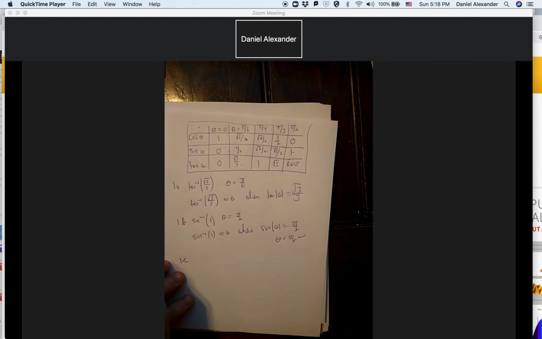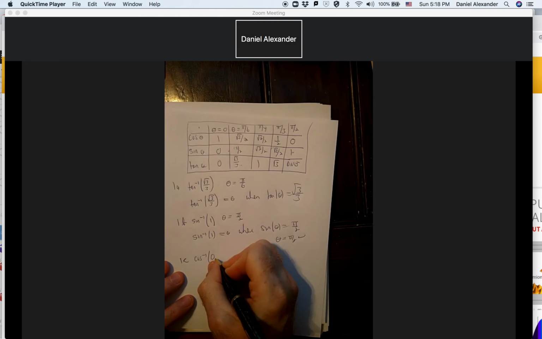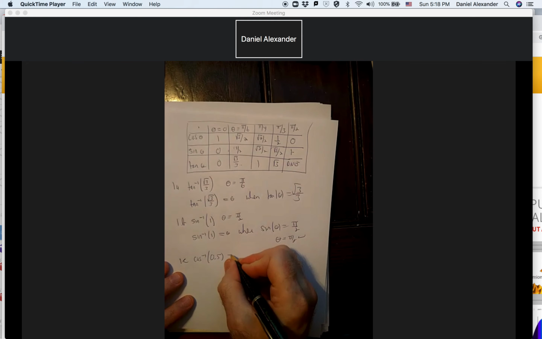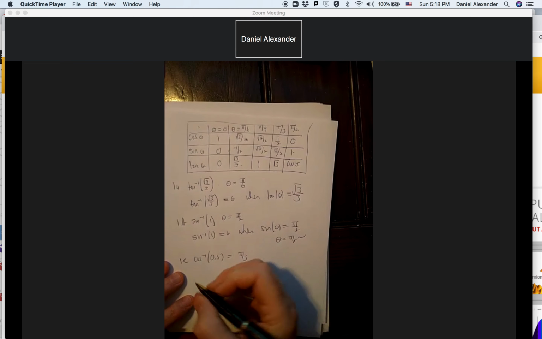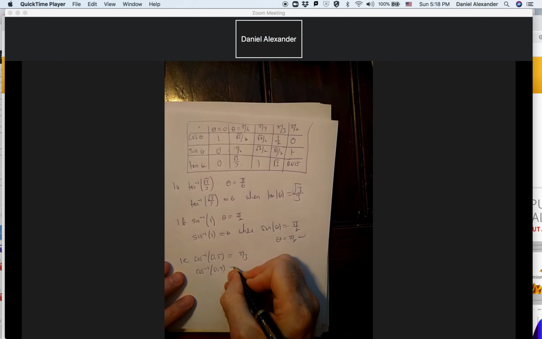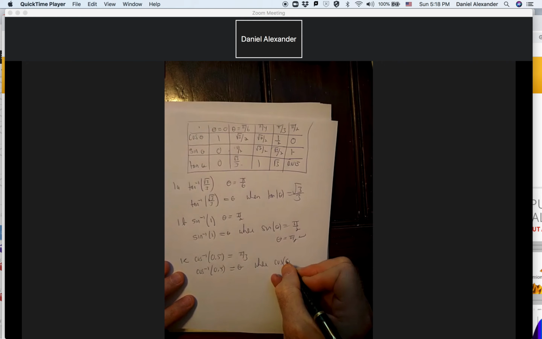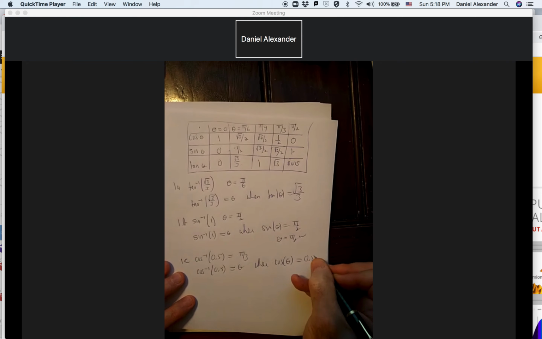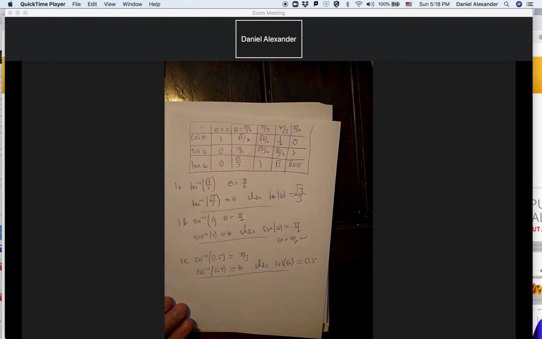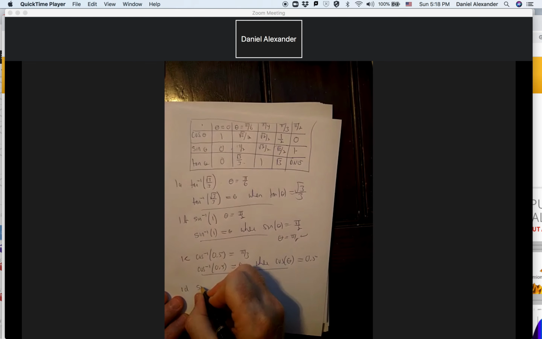The next one, 1c, is cosine inverse of 0.5. You look for 1/2, right there, so that's going to be pi over 3. And again, cosine inverse of 0.5 is equal to theta, where cos theta equals 0.5, and then I look at the table. The reason I'm doing that is just to reinforce the concept.